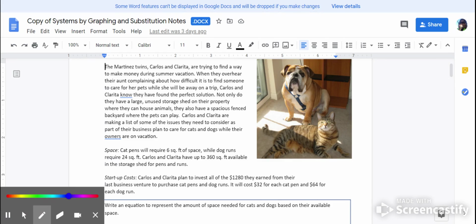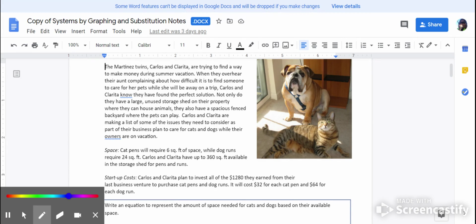Carlos and Clarita are trying to find a way to make money during summer vacation. When they overhear their aunt complaining about how difficult it is to find someone to care for her pets while she'll be away on a trip, Carlos and Clarita know they have found the perfect solution. Not only do they have a large unused storage shed on their property where they can house animals, they also have a spacious fenced backyard where the pets can play. Carlos and Clarita are making a list of some of the issues they need to consider as part of their business plan to care for cats and dogs while their owners are on vacation.